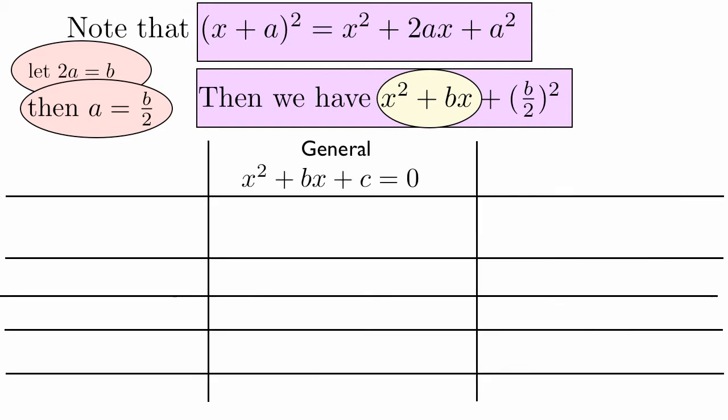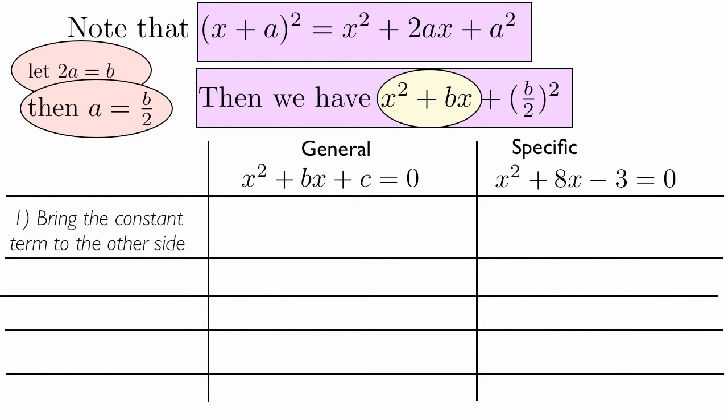So we're going to have a general example and a specific example. And if you don't feel so comfortable with this, I think you should look at the specific example first. The general example shows what we're doing at every step in letters, but if you're not feeling comfortable yet, you can ignore that for now. So the first step is to bring the constant term to the other side. That means we're going to subtract the c from both sides in the general case, and subtract -3, or add 3, to both sides in the specific case. So we have x² + 8x = 3.